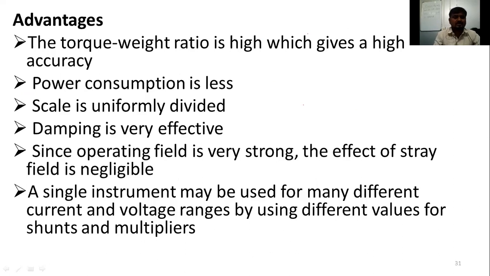Sorry, some advantages and disadvantages, which we discussed yesterday. It is applicable only for DC measurement, not for AC measurement. That is the main disadvantage, but the advantages are comparatively more: the torque to weight ratio is high, power consumption is less, the scale is uniformly divided, damping is very effective because eddy current damping is used, and a single instrument can be used for many different ratings by using shunts and multipliers.